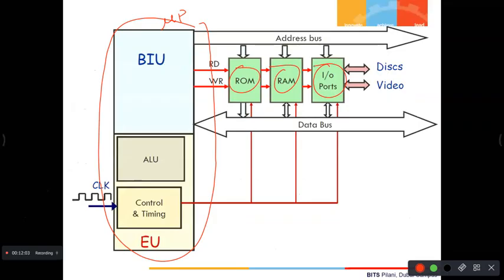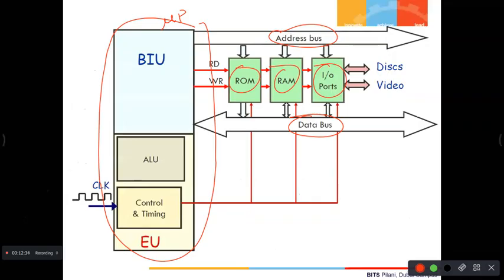I told you about bus in the last class, right? There is one bus called address bus. There is one bus called data bus. Remember here. These two buses look different when it comes to the arrow. You can see the address bus has a unidirectional arrow, and the data bus has a bidirectional arrow. What is the purpose? Can you guess?